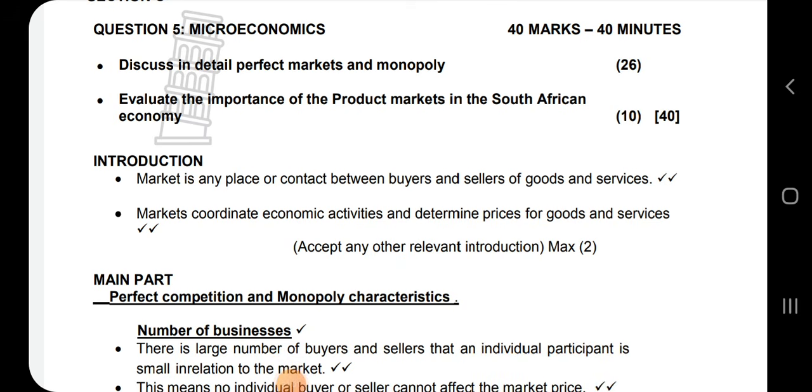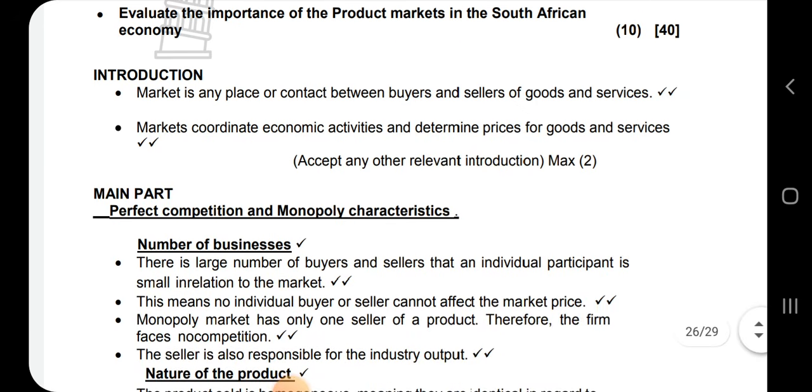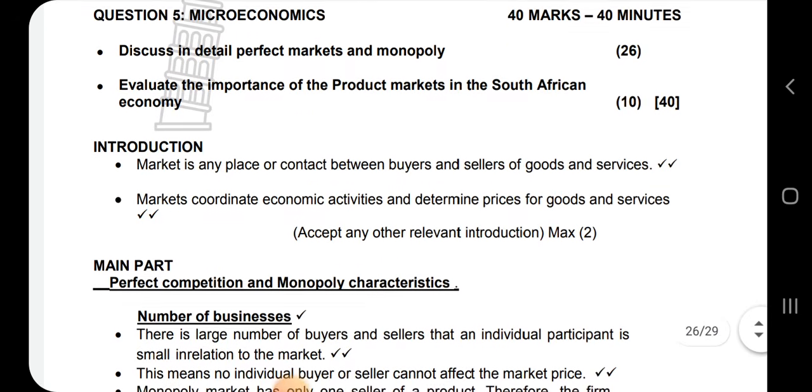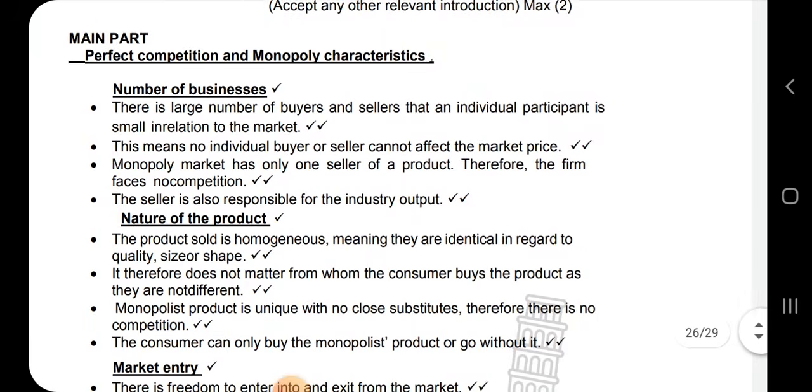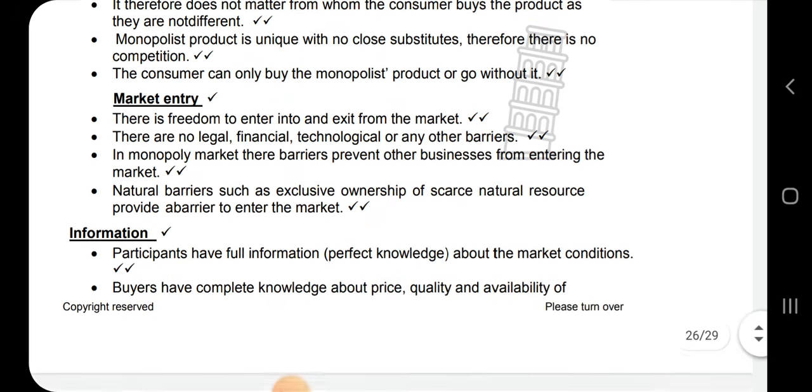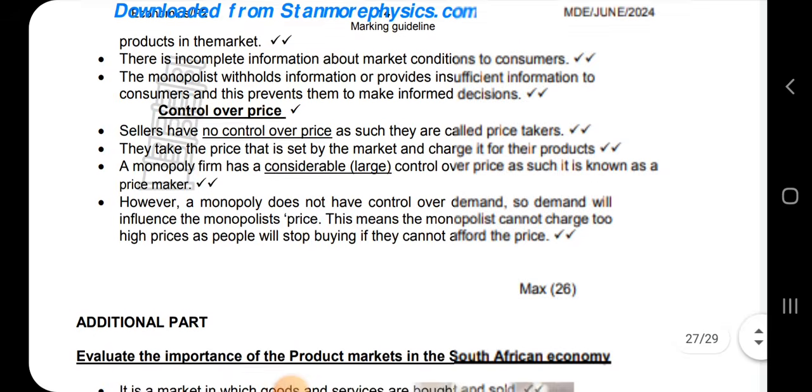So for the first part, discuss in detail perfect markets, you can also define what a market is. A market is a place where buyers and sellers meet. We talked about markets. So there are so many ways you can write your conclusion. And then the main part: we were discussing in detail perfect markets and monopoly. So we are going to look at their characteristics when you answer this: nature of the business, nature of the product, market entry, information, control over price.